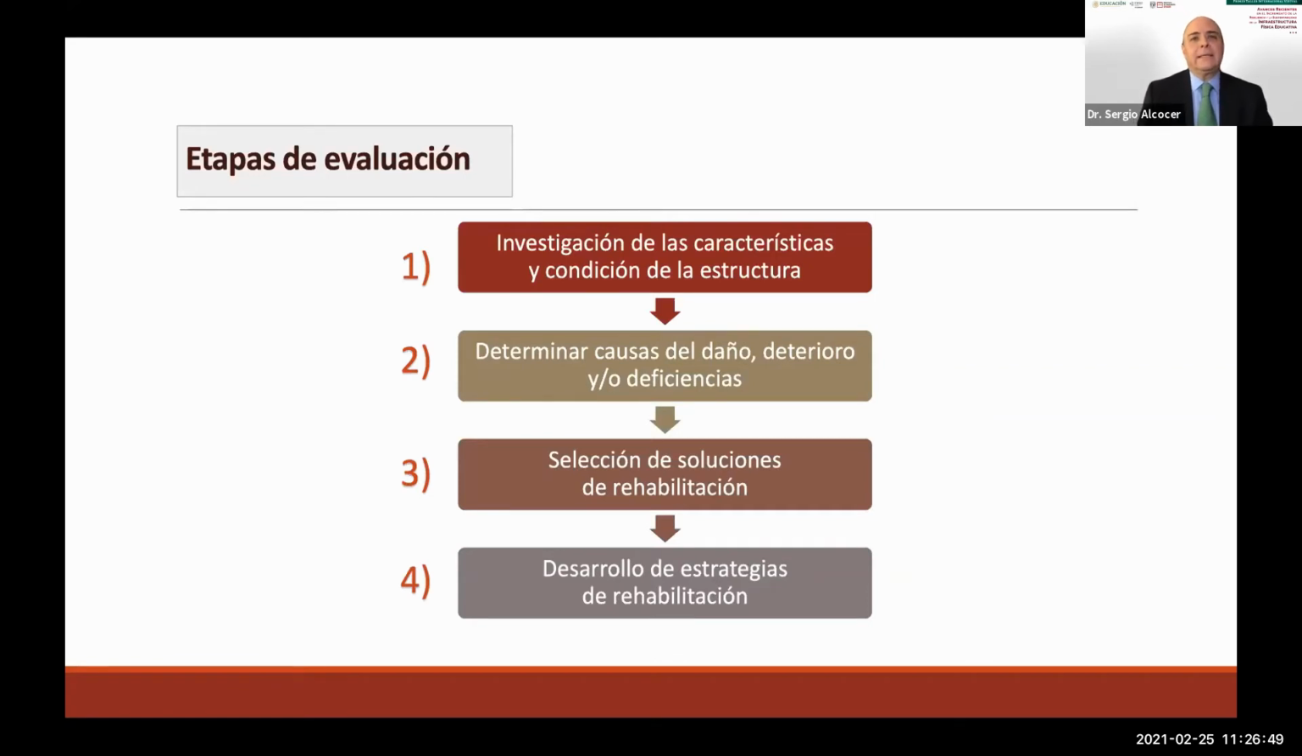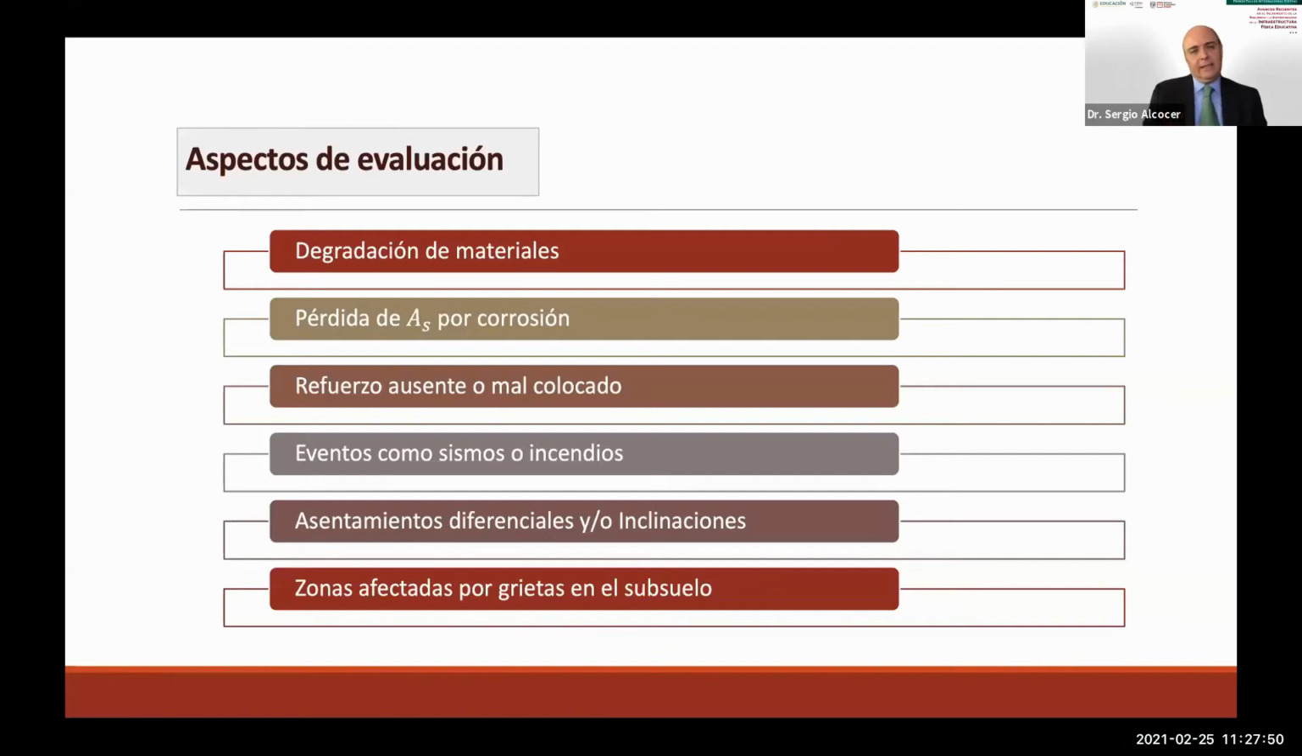For each one of these strategies, we ask people to follow a series of stages to assess the building, which you can see in this slide, which starts with the investigation of the characteristics and the condition of the structure. In case we don't have blueprints and calculation memory, we have moved forward a lot at INIFED with the DNA of the structures, because they will be more useful to have a more solid evaluation of their characteristics. We must determine the cause of the damage, not only because of earthquakes. Sometimes our schools, because of lack of maintenance, because of corrosion, they can have damages. We select solutions for refitting. And the fourth stage is the proper development of these refitting techniques.